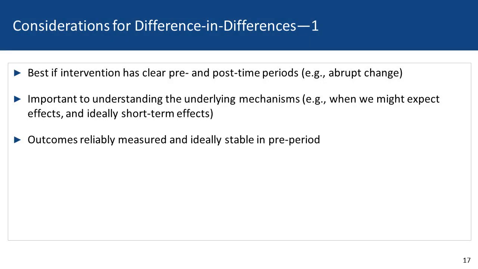Finally, I want to end this section with just a few notes on considerations for when you are conducting a difference in differences analysis, or causal inference in general. First, this method works best when there is a sharp change in policy or intervention with clear-cut pre- and post-time periods. Second, it is important to understand the underlying mechanisms of the policy or intervention and when and why we might expect to see effects. Ideally, outcomes are reliably measured across time and sites and are stable in the pre-period, and this would give us more confidence that the effect we're looking at is not just a blip or kind of within the range of what has been measured before.